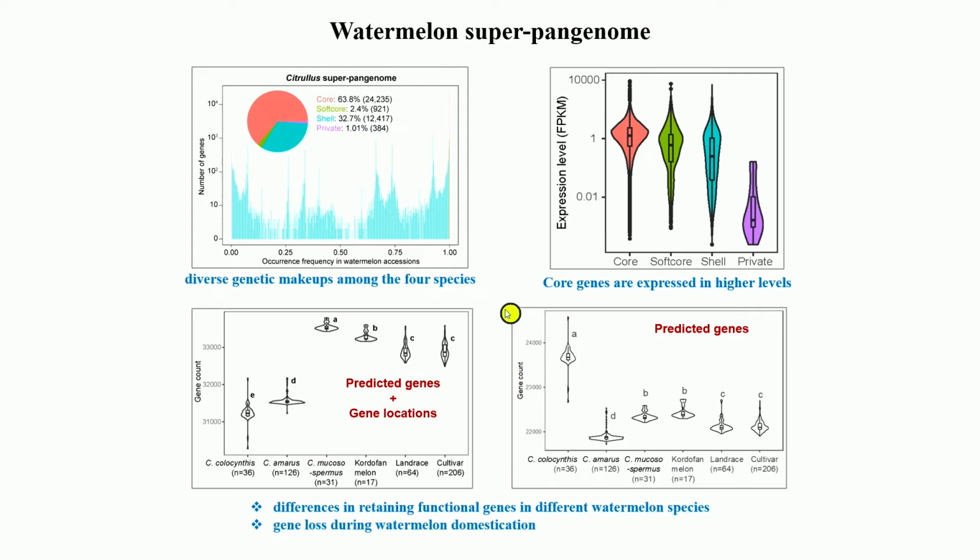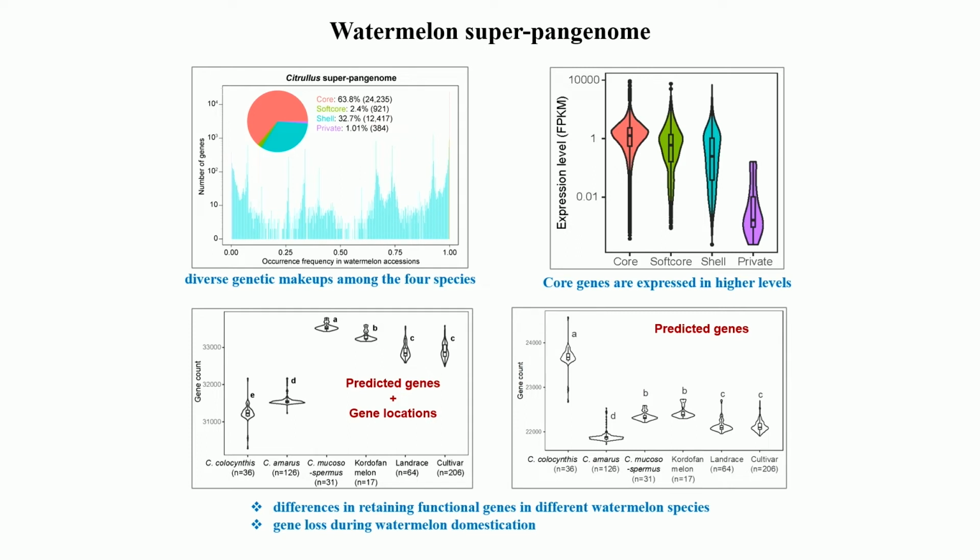So this shows the core gene content of the super pangenome among the 4 species. In the super pangenome, the core gene content is 63%. It's much less than the species-specific pangenome. So this indicates that there are diverse genetic makeups among the 4 species. The difference is mainly between species; within species, the difference is much, much smaller. So I expect the core genes are expressed at higher levels.